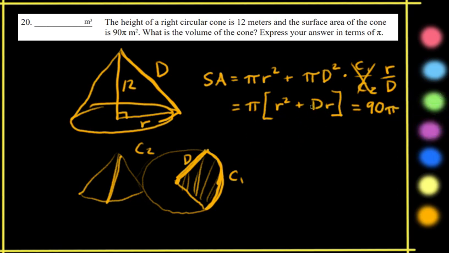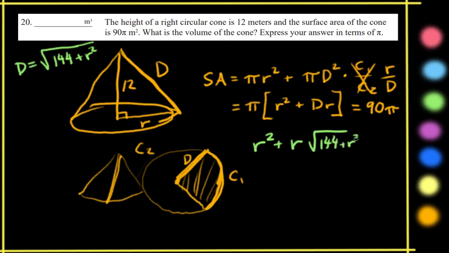Well, we know we can compute d in terms of 12 and r. What's d? D is equal to the square root of 144, which is 12 squared, plus r squared. All right. So let's see. Let's cancel the pi out. So now we've got r squared plus r times the square root of 144 plus r squared is equal to 90.